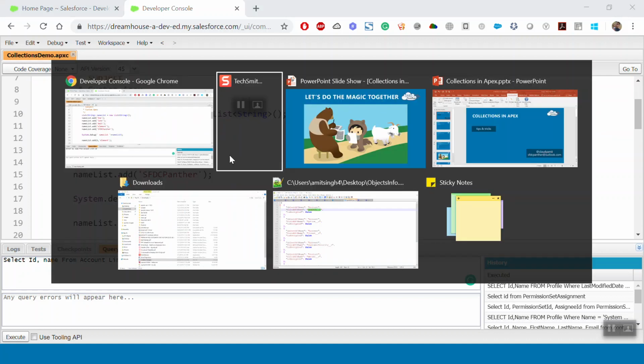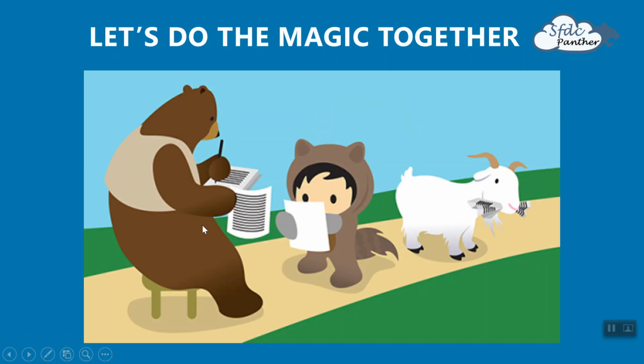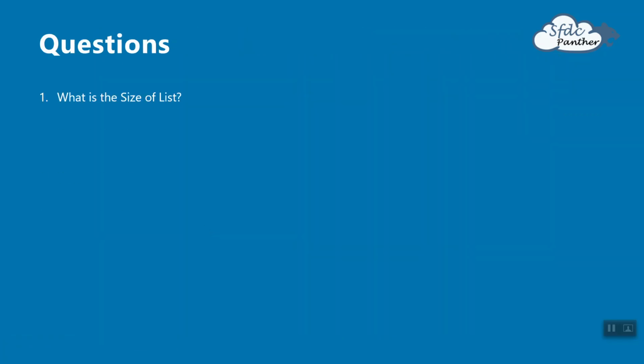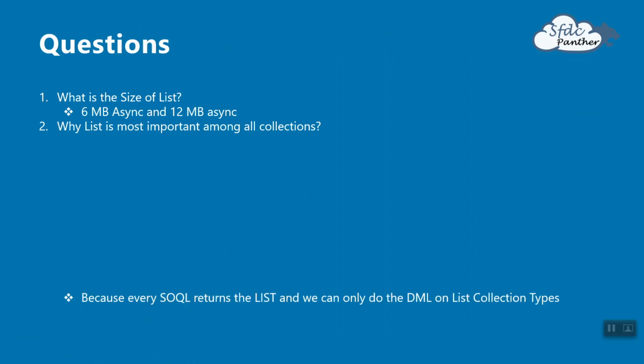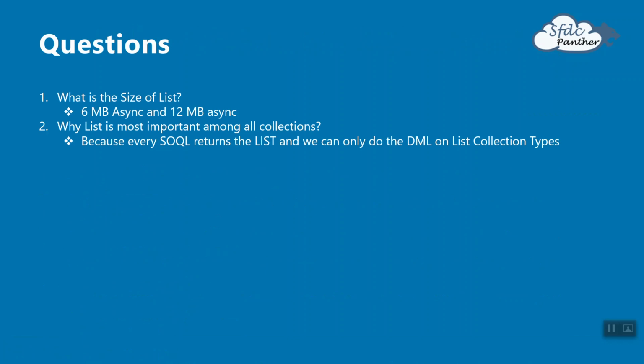So now let's go back, and we do have a few questions that we can discuss together. It is saying what is the size of list. That is 6 MB in synchronous mode, and 12 MB in asynchronous mode. Asynchronous mode like running from batch, future, queueable. And then why is list most important among all collections? We already discussed that the query returns list, and we can only make DML on the list data types.